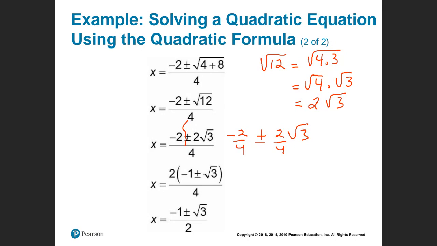Okay, and the answer becomes, this is a half, negative a half plus minus a half square root of 3. Okay, so you can do it like this. It's up to you. So now we can write it like this, or you can write it like this. It's up to you.